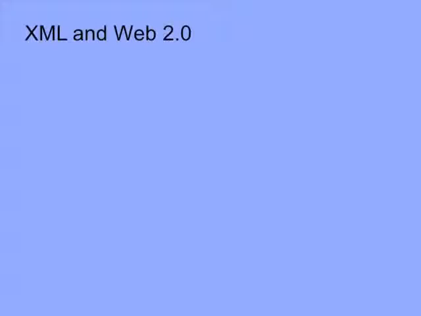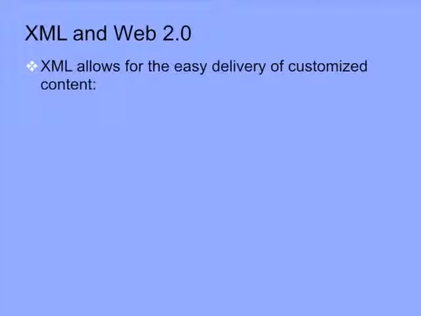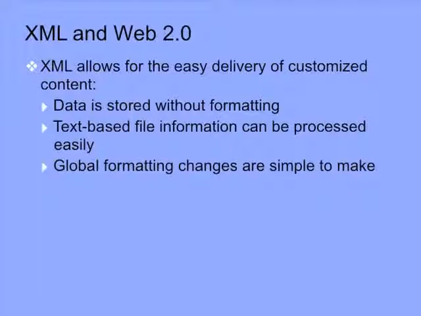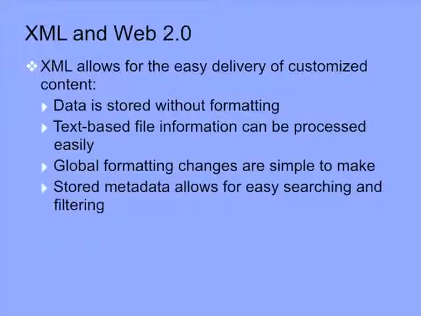XML is used for Web 2.0 development because it allows for the easy delivery of customized content. Data can be stored without formatting. Information can be processed easily because of text-based storage. Global formatting changes are easy to make. And metadata that is stored allows for easy searching and filtering.